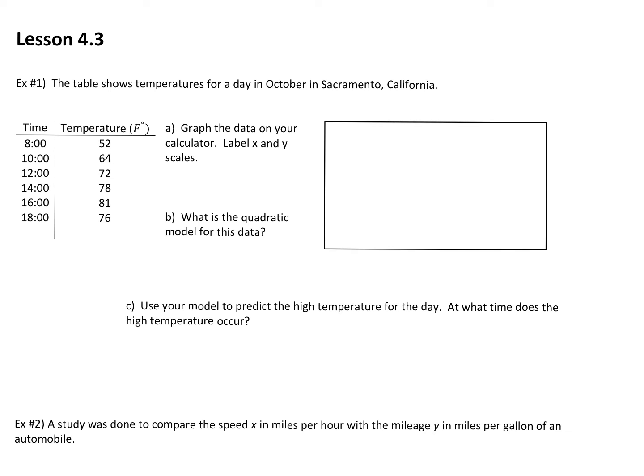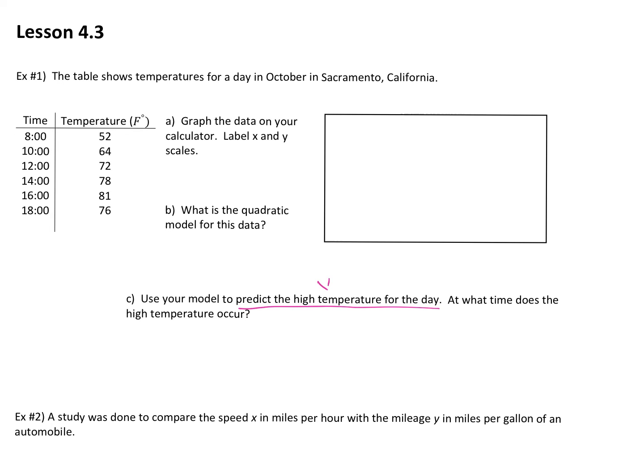Okay, so first of all, think about this. We are going to predict the high temperature for the day. What variable is that? The high temperature for the day. That's your Y, okay? So we are going to find Y with that. Then it says, at what time does the high temperature occur? What is that? Your X, okay?